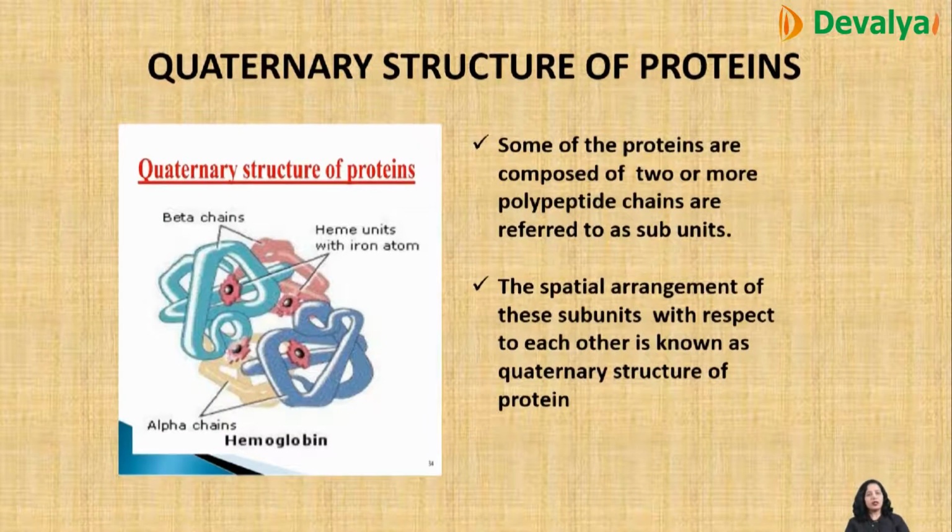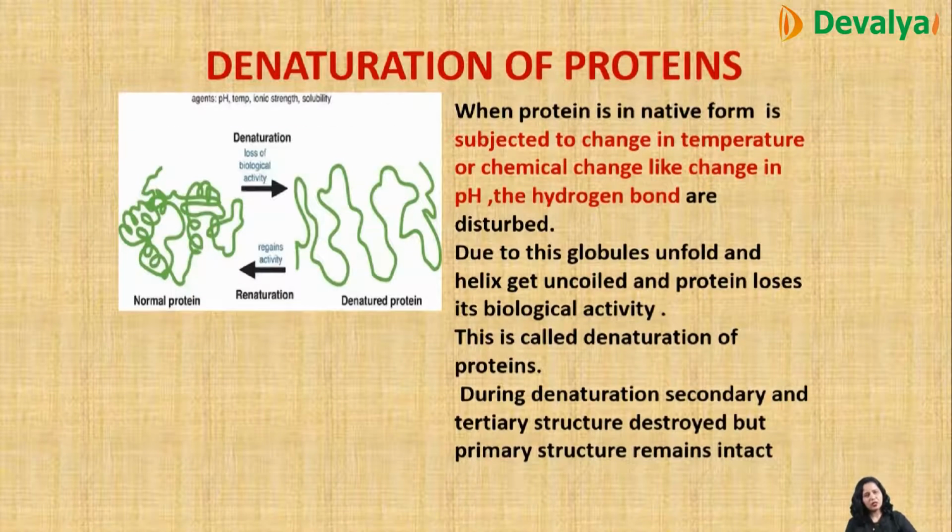Then the quaternary structure, and in this form it is exactly present in our body. They are composed of two or more polypeptide chains, which are referred to as subunits. Like in hemoglobin, we have two alpha chains and two beta chains. The alpha chains are made up of 141 amino acids, and the beta chains are made up of 143. The arrangement of these units with respect to each other is known as the quaternary structure of proteins. So you coil up and you get the structure.